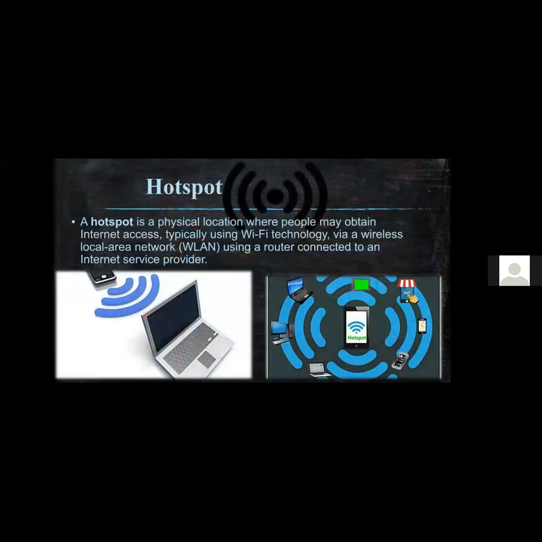Hotspot. We are very familiar with this term now. A hotspot is a physical location where people may obtain internet access, typically using Wi-Fi technology via a wireless local area network, that is LAN. Your mobile serves as a hotspot nowadays, which connects many things like PC, laptops, etc.